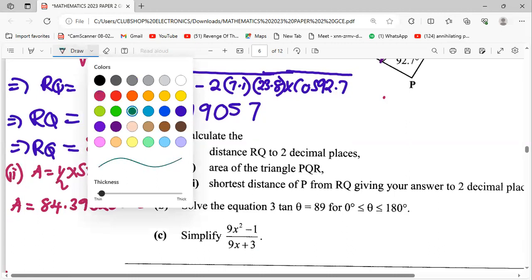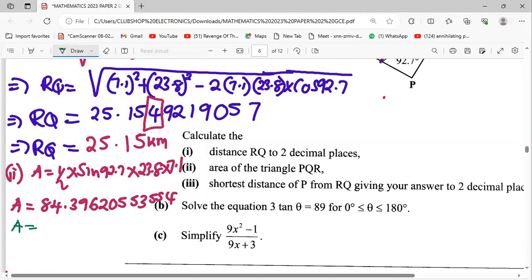Okay, so you round it off to three significant figures, but there are no instructions. So 1, 2, 3, we start here and take 9 as 1. 1 plus this 3 is 4. So it's 4.4. Remember, these are kilometers, so it's a square kilometer. This is our answer.